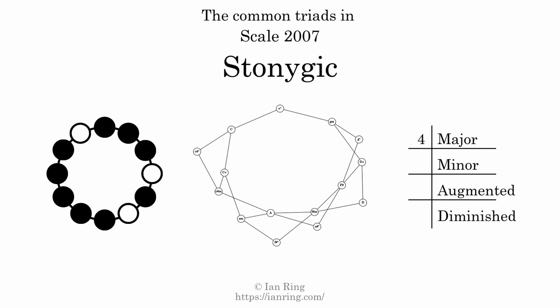There are 4 major triads. There are 4 minor triads. There are 2 augmented triads. There are 5 diminished triads. Here is a Hamiltonian path of parsimonious voice leading that uses all the triads.